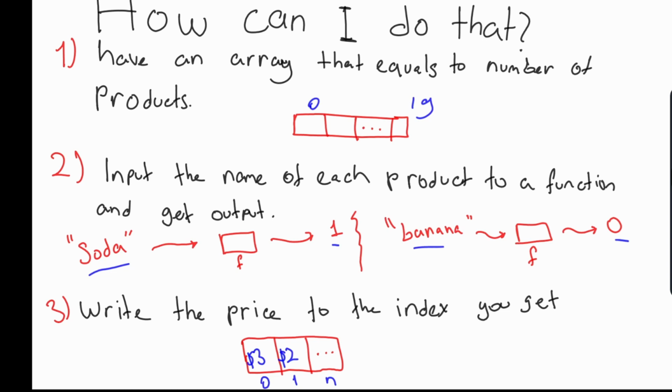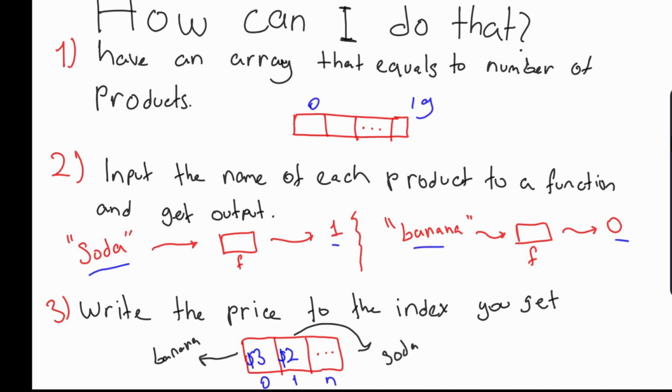And step number 3 is to write the price, not the name, the price to the index that you get. So let's say we put soda and we got 1. So to index 1, right here, we're gonna write the price of the soda, which is, let's say, $2. And we put banana, we got 0. To index 0, we're gonna write 3, the price for the banana.